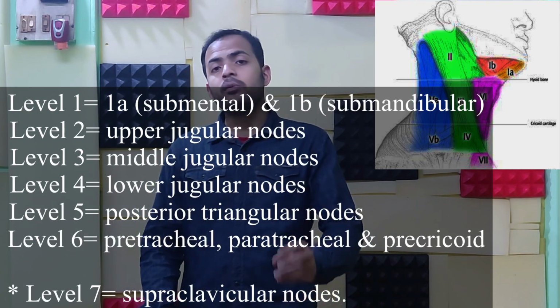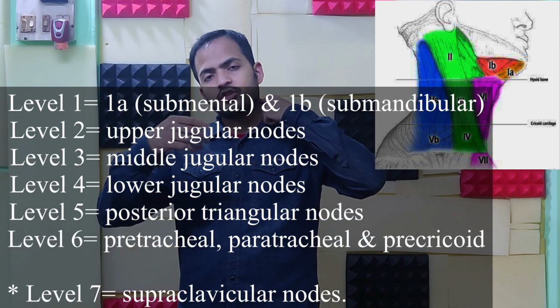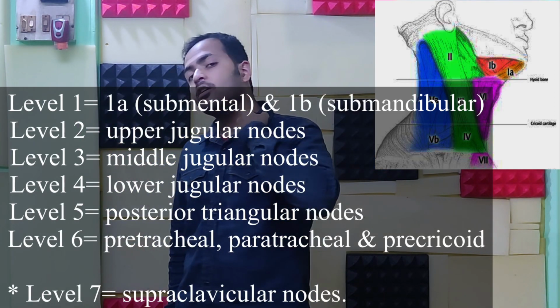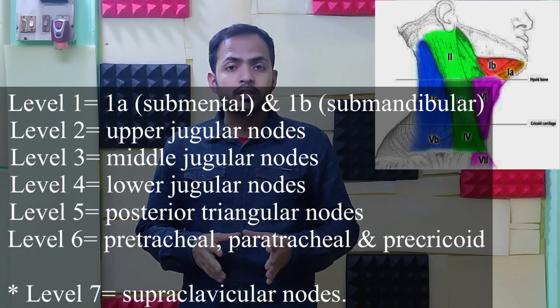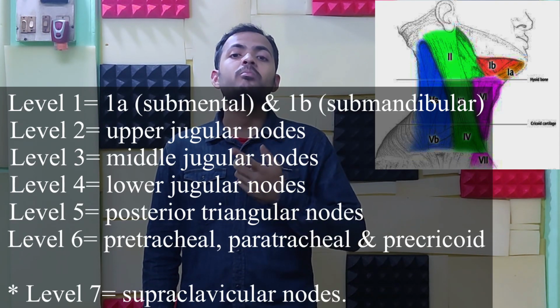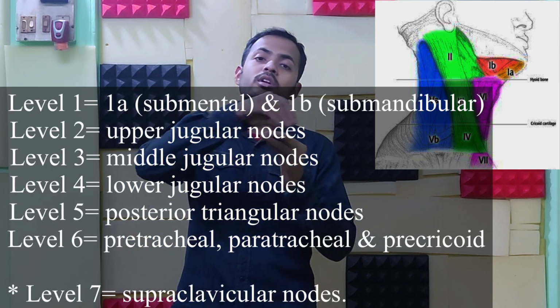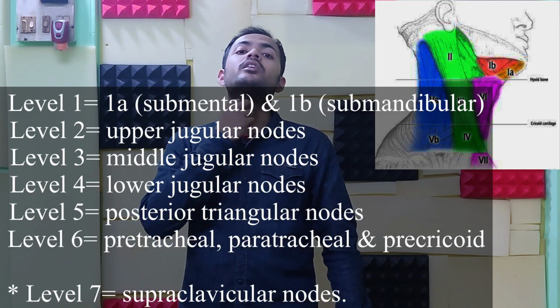In level 5 you're gonna get posterior triangular nodes. I will talk about this posterior triangle in a special video. So in level 5 you're gonna get posterior triangular nodes, right side, left side. In level 6 you're gonna get pretracheal, paratracheal and precricoid. Pretracheal means above the trachea, paratracheal means surrounding the trachea, and precricoid means above the cricoid cartilage.